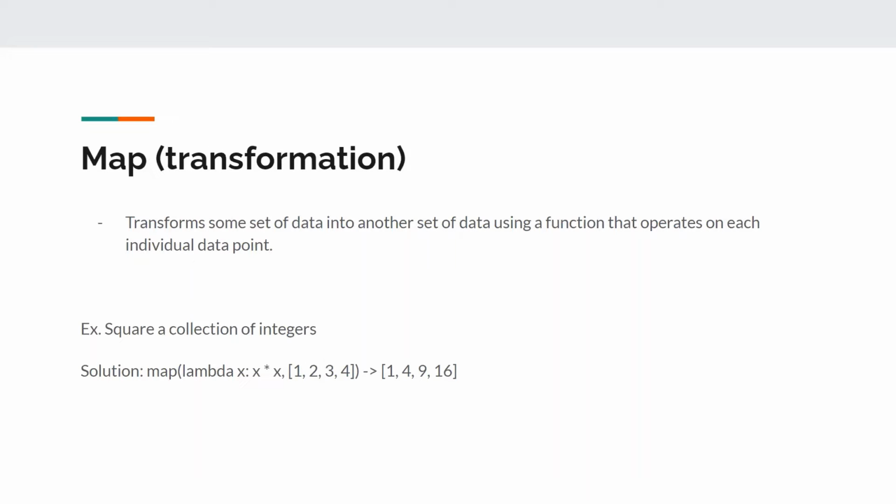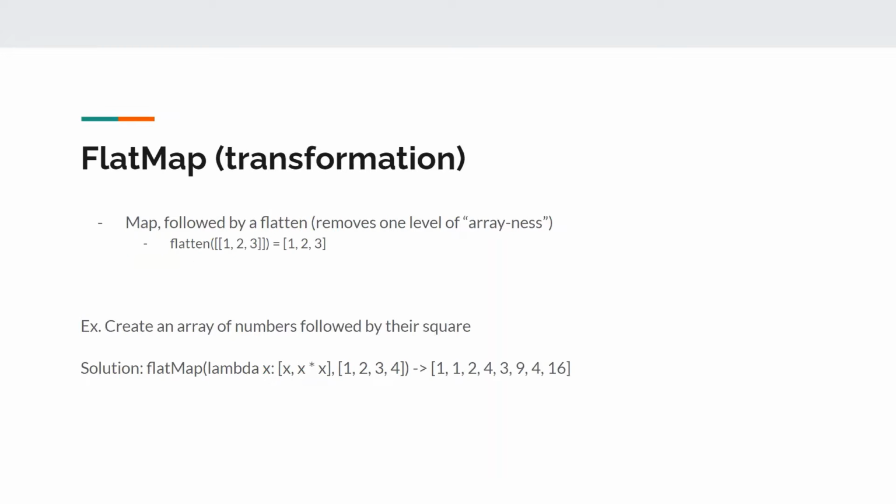The map transformation is really simple and useful. It simply does the same thing to each piece of data and returns a new RDD. For example, if you wanted to square everything in your dataset, just pass in a function that squares the input to the map transformation. And finally, the flat map transformation adds an additional step in that more than one output can be specified. In this example, we created an array of numbers followed by their squares.